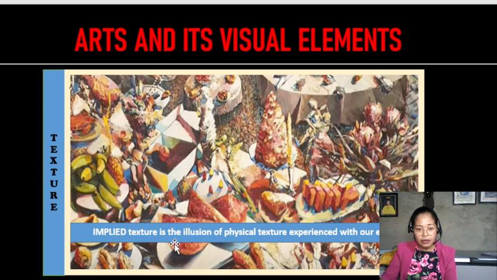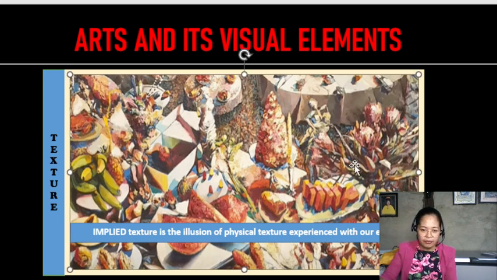Implied texture is the illusion lang of physical texture experienced with our eyes. Okay, so it cannot be felt by touch, but its resemblance is achieved through the masterful use of artistic tools and materials. Okay, so parang kung tingnan mo siya, there is a rough texture, but then that is just an illusion. Okay, that is the talent na, no, of the artist, that it is an implied texture. It is just an illusion of physical texture.